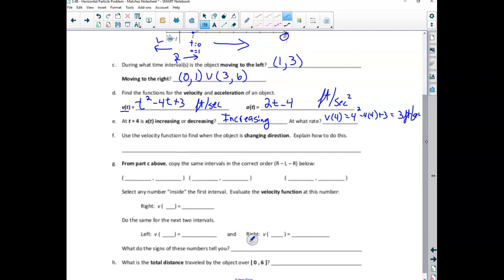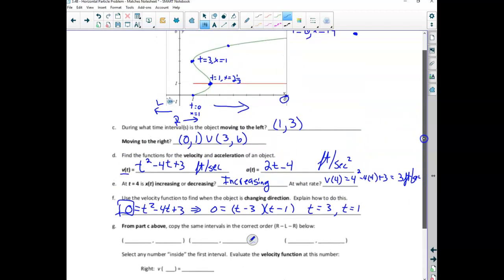to use our velocity function, wouldn't we just set our velocity function, which is t squared minus 4t plus 3, and solve it for 0? Well, that's 0. Oh, that's a nice factorable problem. And what is that? That's going to be t minus 3, t minus 1. So, oh, well, look at there. At t equals 3 and t equals 1, I changed direction. That's when my velocity was 0, okay? So I can see that.